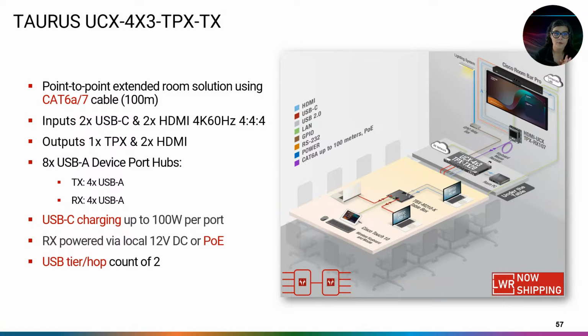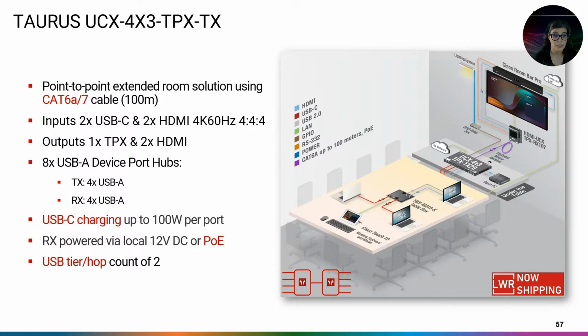Let's start talking about them. Let's start with our 4x3 TPX. All of the LDC screens that you've seen so far came from a 4x3 TPX transmitter. This is using, again, that point-to-point technology to extend it. You do need to extend it using Cat 6A or 7. We do recommend shielded cabling. Again, you're going to be able to get those 2 USB-C ports and your 2 HDMI USB-B, which can get you that 4K 60 444 if you want it.